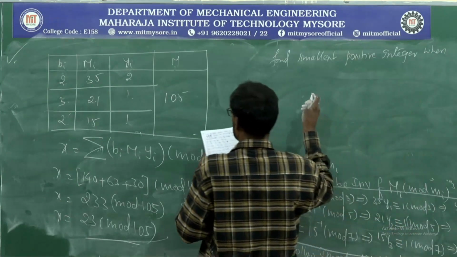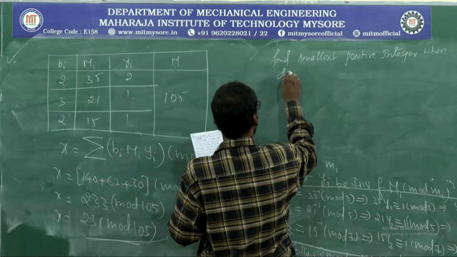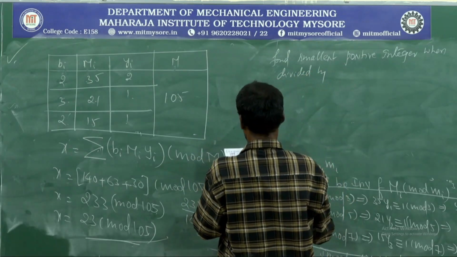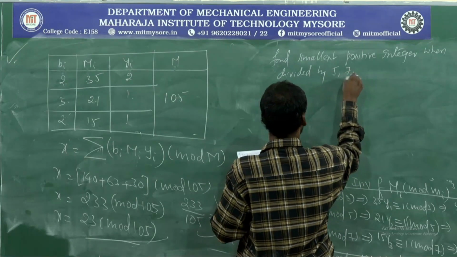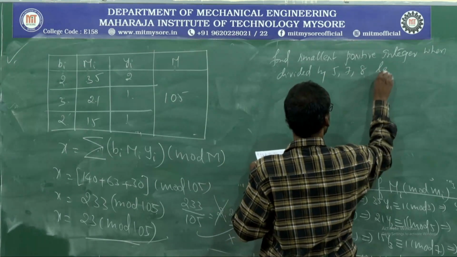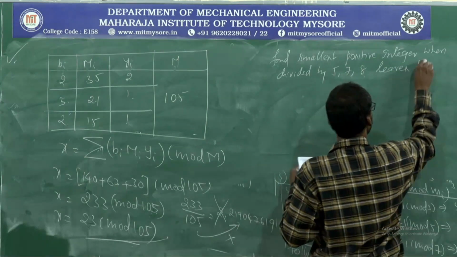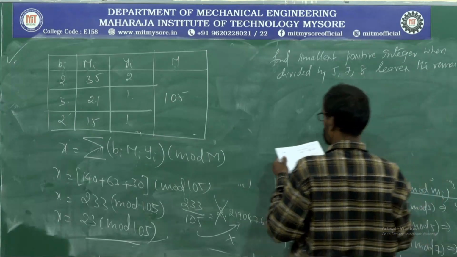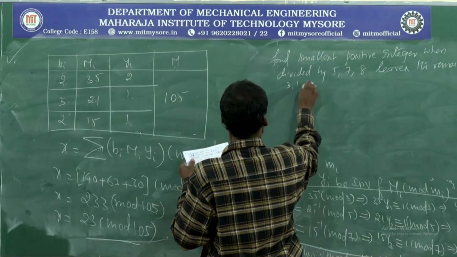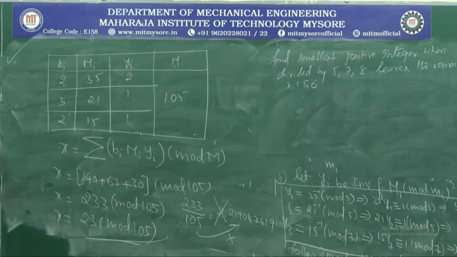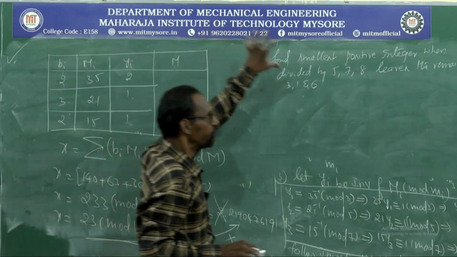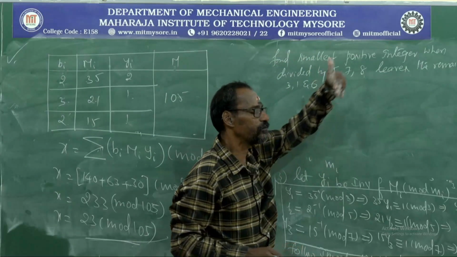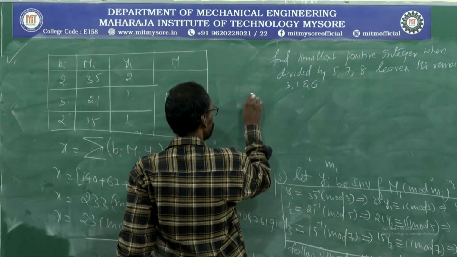When divided by 5, 7, 8 leaves the remainder 3, 1 and 6. So this is a statement problem. This statement problem can be converted to mathematical modeling. That model can be taken into Chinese remainder theorem. Solution.